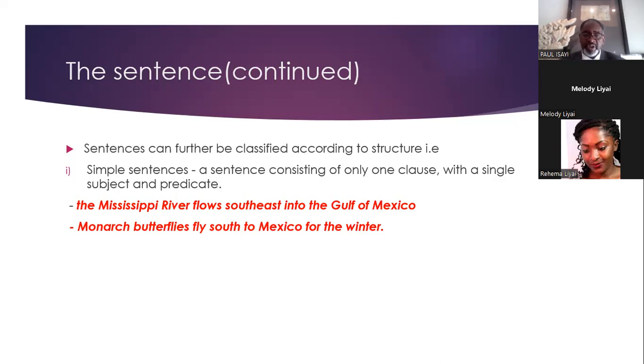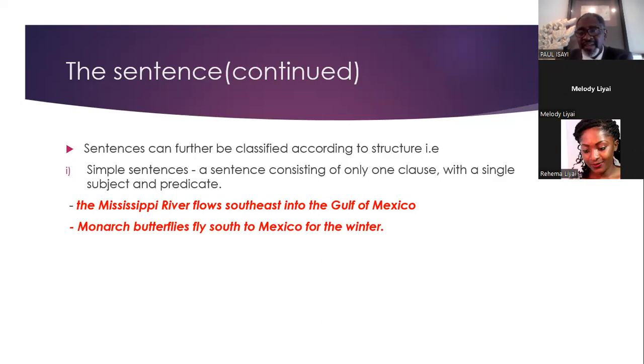Melody, what is the subject in the first sentence? The Mississippi River. And what is the predicate? Flows southeast into the Gulf of Mexico. It starts with the verb. Remember, a predicate begins with the verb. Because when we say the Mississippi River flows, it's a complete sentence. So the predicate there is flows.